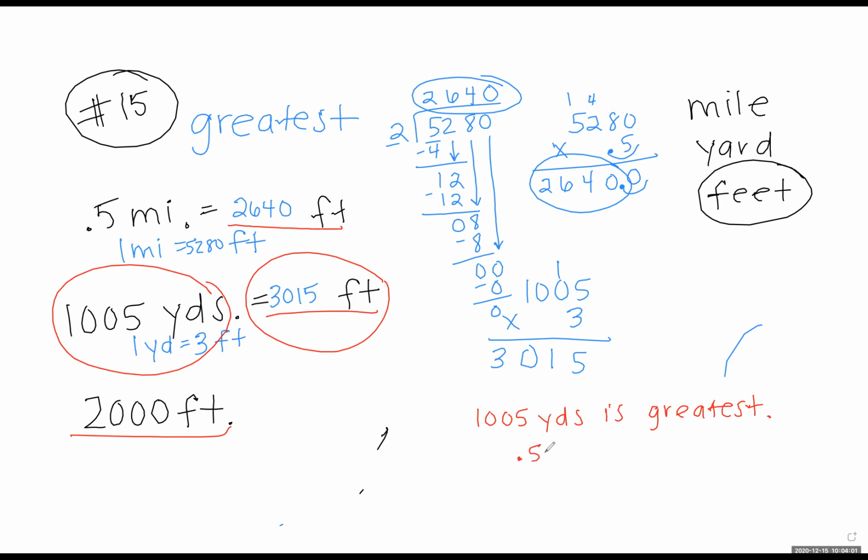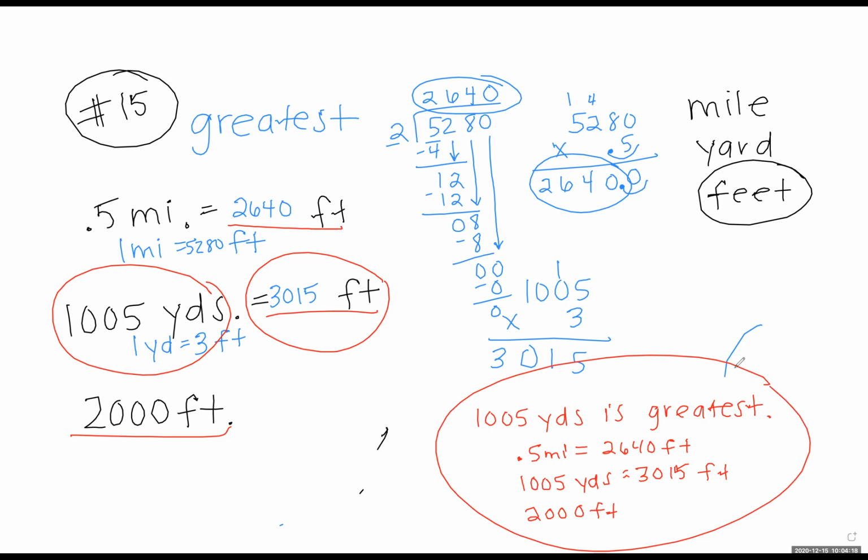So do that. Half mile equals 2,640 feet. 1,005 yards equals 3,015 feet. And then 2,000 feet is already in feet. This right here tells me the answer and gives me the explanation.